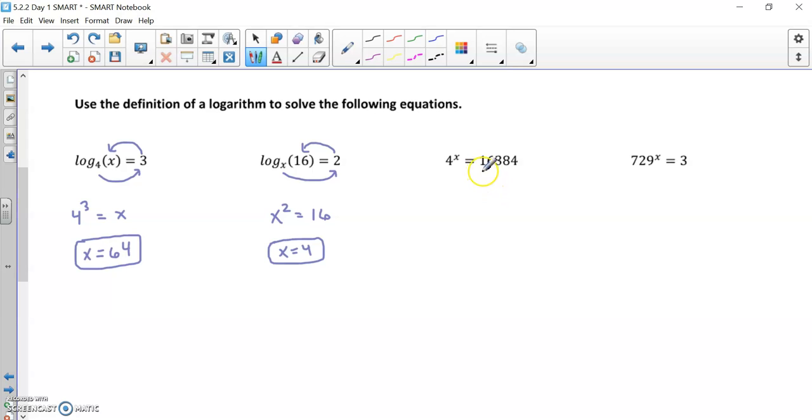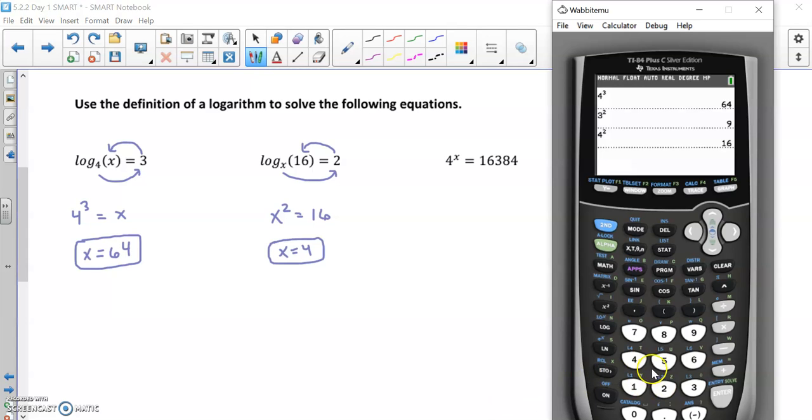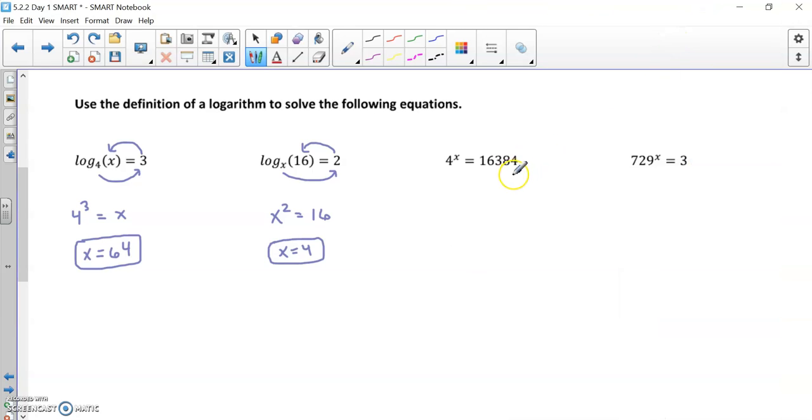But all right, here, so this one's in exponential form. Now you could just trial and error your way through this. You could be like, okay, 4 to the third is too small, 4 to the fourth, too small, 4 to the fifth, too small. You can keep trying and you'll eventually get somewhere if it's a nice number. The other option you have is to convert this to log form. So remember, log base, this is the base, 16384 goes inside, and then x, the exponent, comes out here. So now, this is actually a log that you can calculate.